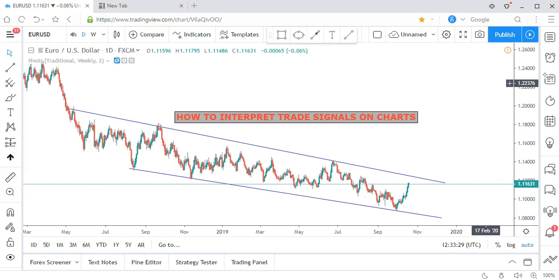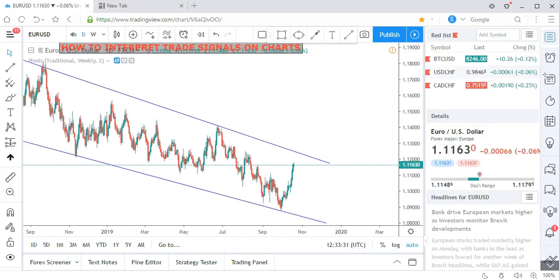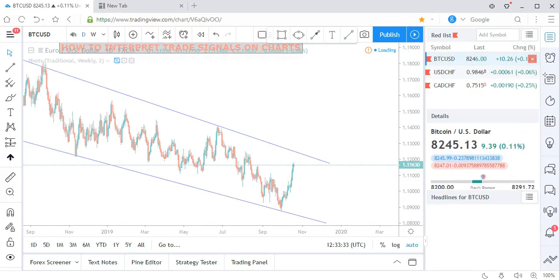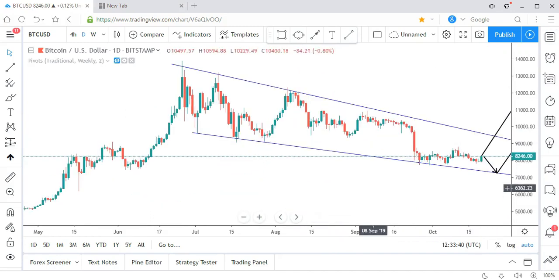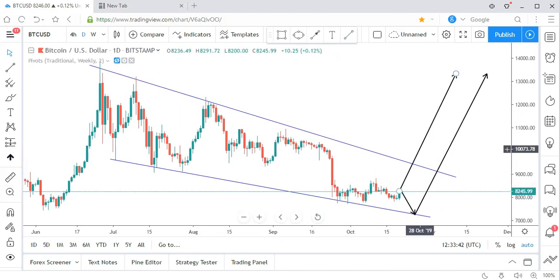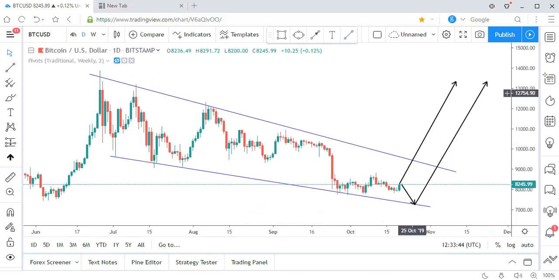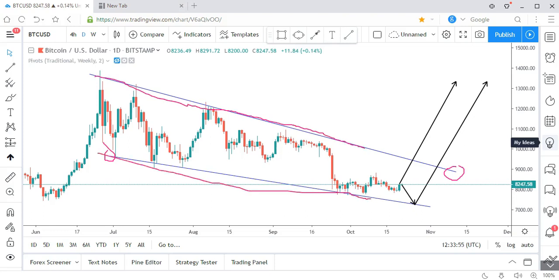Let's take our first example from BTC, Bitcoin. Let's take Bitcoin and let's use the daily chart. So on this chart now, you see some markings on this chart. You see, first of all, this is a trend line here. The blue lines are trend lines. So the upper part is a trend line resistance, and this is a trend line support.